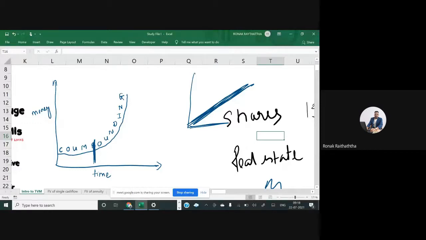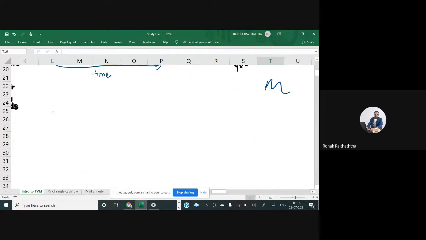Friends, if we remain invested for a long period of time, it can definitely create wonders. Let's see how this curve can be there in our practical example. Say I'm taking 5 years of investment, 10 years of investment, and in each slot I am just increasing the number of years by 5.